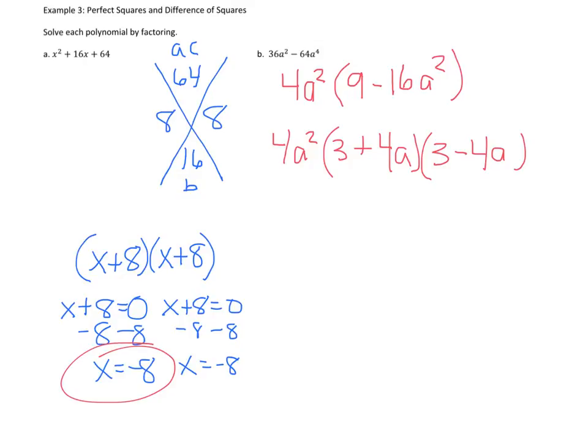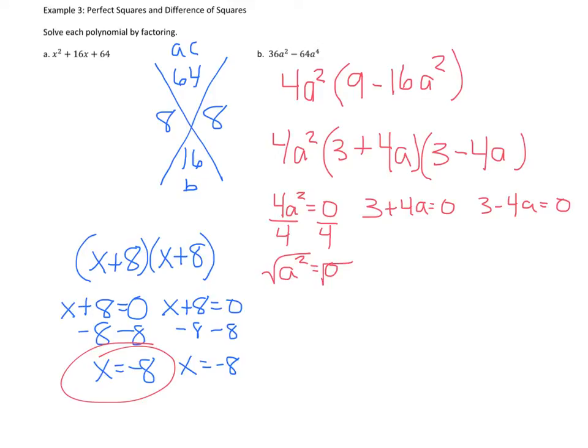So now I can go ahead and solve these. I can set each of them equal to 0 and solve. So I have 4a squared equals 0, 3 plus 4a equals 0, and 3 minus 4a equals 0. And now I can just go ahead and solve. So I'll divide by 4. A squared is 0. Take the square root. A equals 0. We'll subtract the 3 from both sides. So I have 4a equals negative 3. Divide by the 4. So a is equal to negative 3/4.